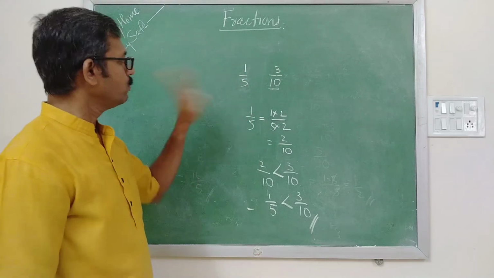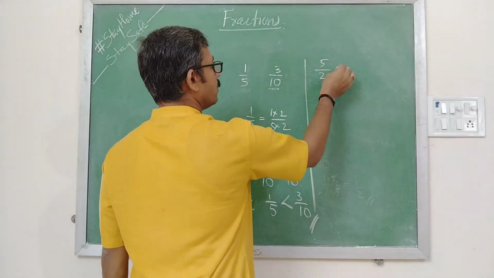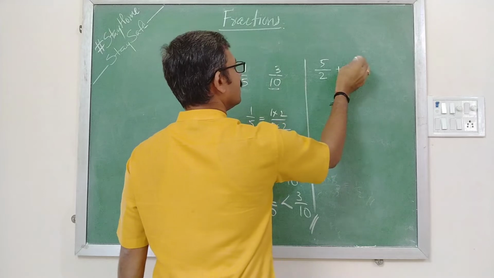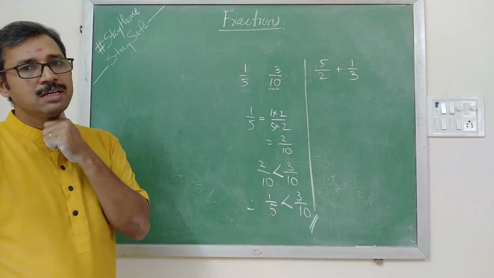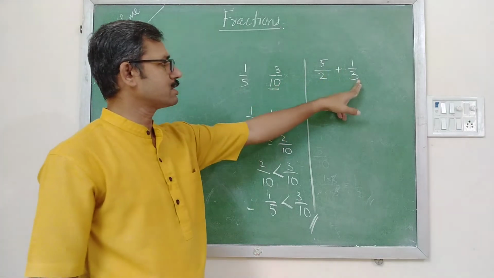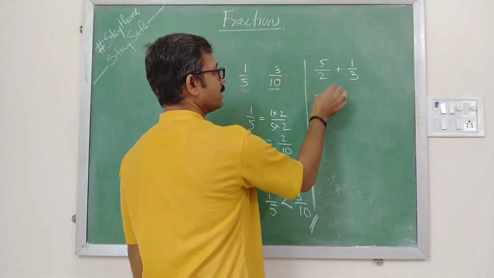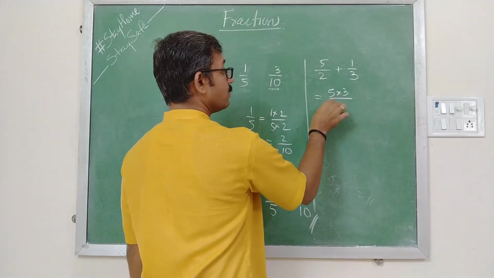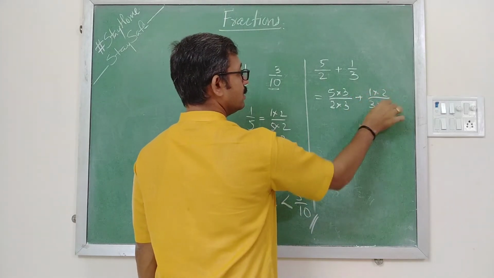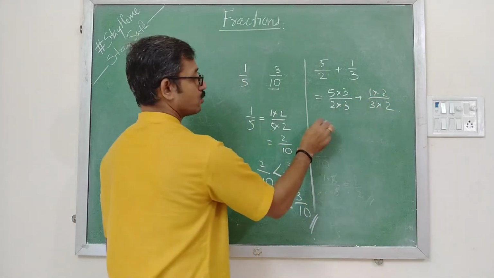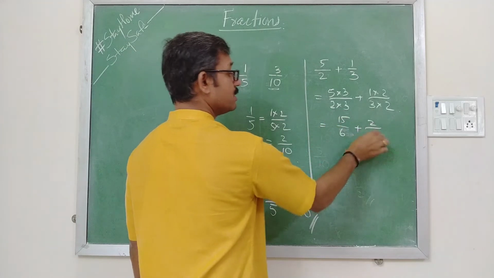Now one more case I will tell you. That is here: 5 upon 2 plus 1 upon 3. Now here, is it possible to make them equal by just multiplying one fraction by something? No. In this case, you have to multiply both. So here you have to multiply by 3, and here we are multiplying by 2. So you see, 6 it becomes. So it is 15 upon 6 plus 2 upon 6.